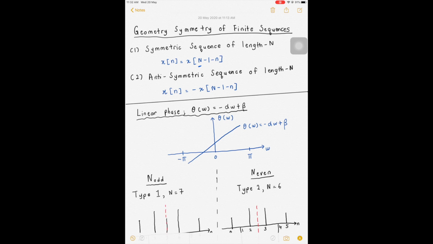Basically, capital N is coming from the length N. When we have antisymmetric, definitely, anti means we have minus. Symmetric just now is just positive, no negative. When it is anti, it means we dislike it, so we have to put a minus.